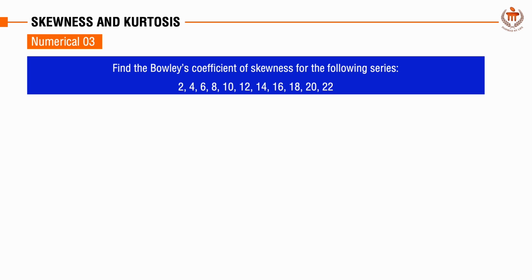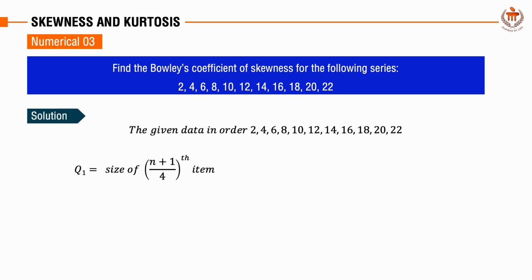2, 4, 6, 8, 10, 12, 14, 16, 18, 20, 22. For this given data set, we arrange the data in ascending order, and then we know how to find quartiles Q1, Q3, and median. The formula for Q1 is the (n plus 1) by 4th observation. For median, you take the (n plus 1) by 2 observation. For quartile 3, you take 3 into (n plus 1) by 4th observation.